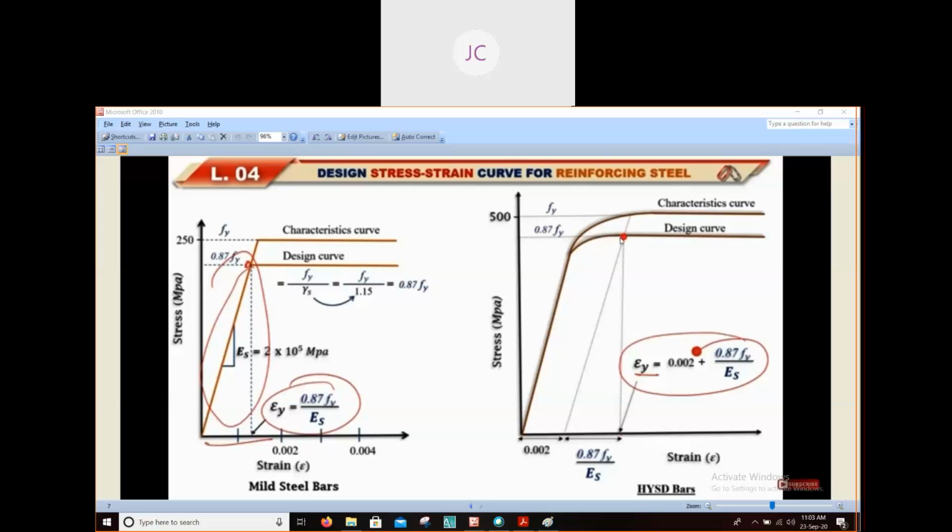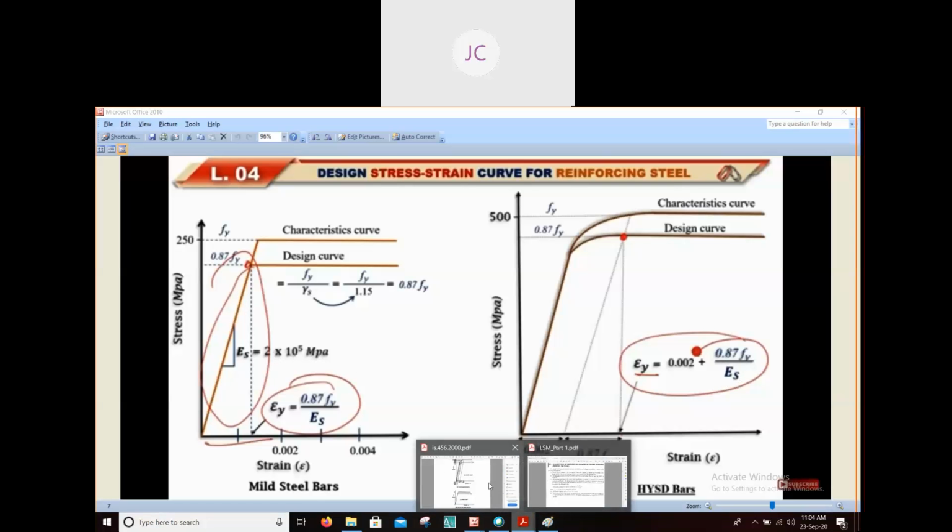So at this point, corresponding to 0.87 Fy stress, you can calculate whatever strain you will get here. This is not the formula, this is actually the value. Up to this point your strain was 0.002 and this portion was 0.87 Fy by Es according to this curve. So to calculate strain at this point, we add this plus this one. The value will come as 0.002 plus 0.87 Fy by Es, where Es means modulus of elasticity of steel, and this value is 2 into 10 to the power 5 megapascal.